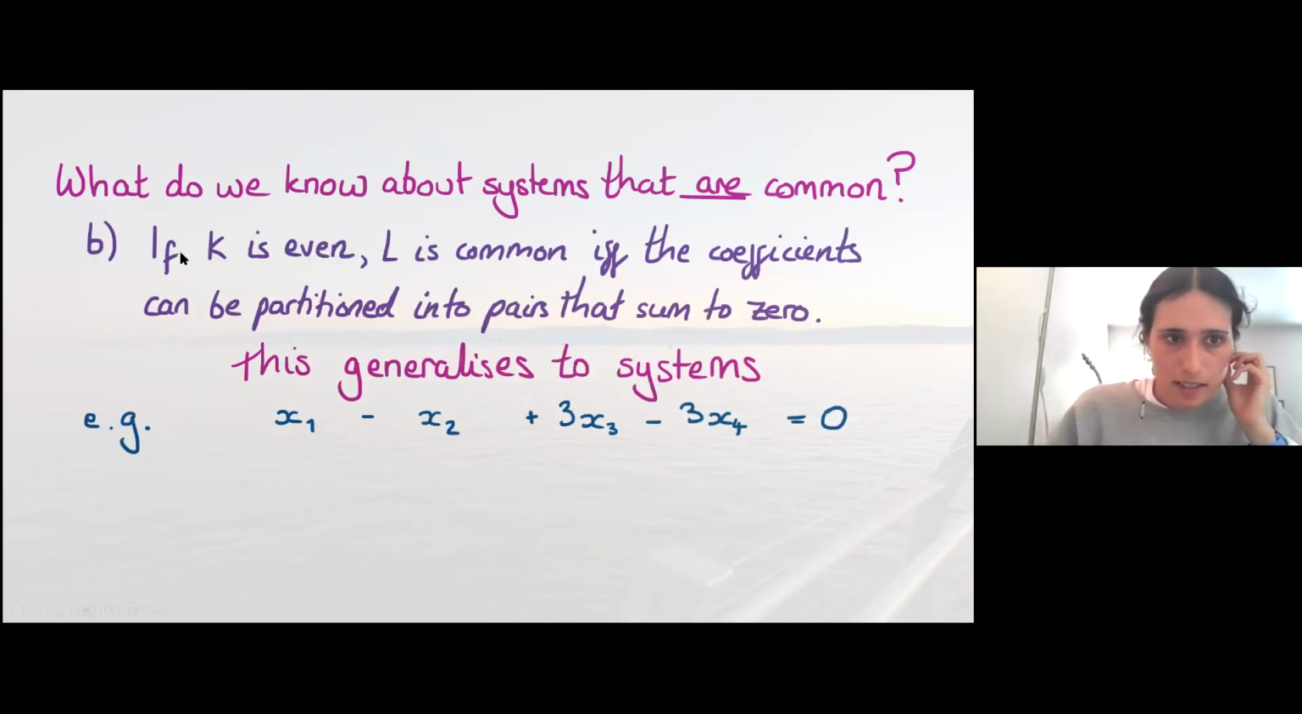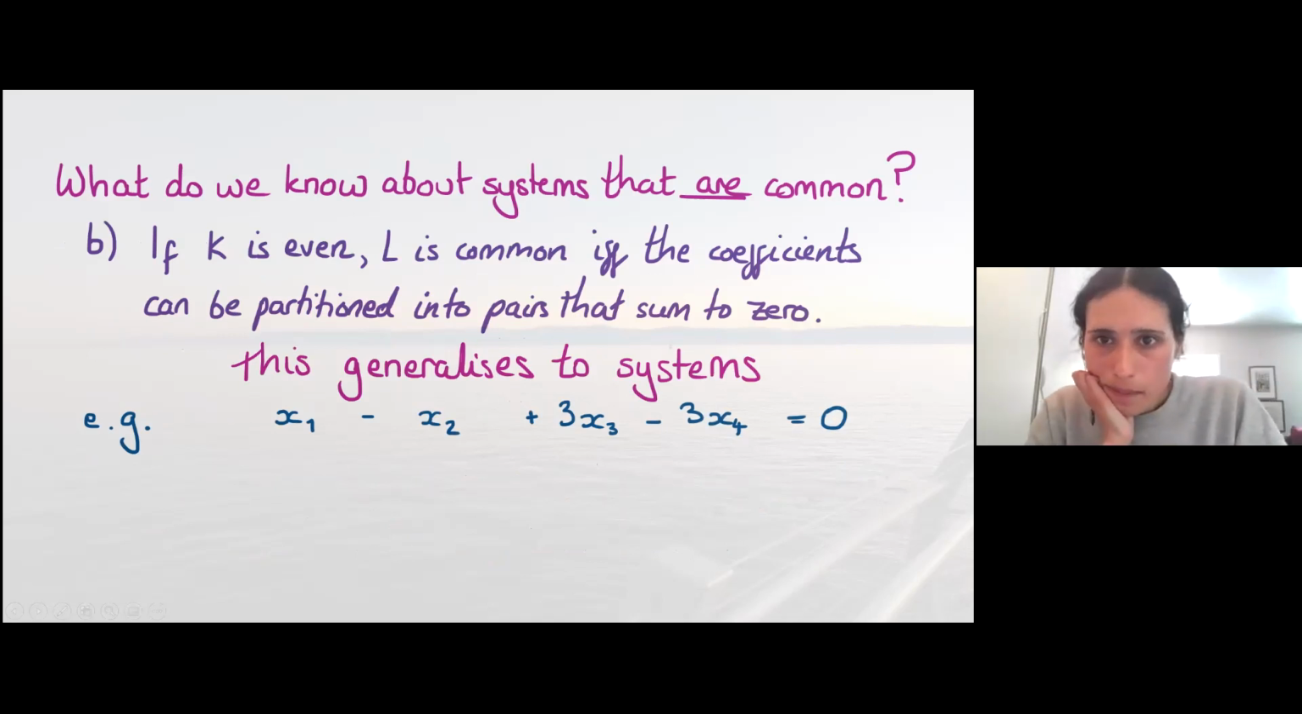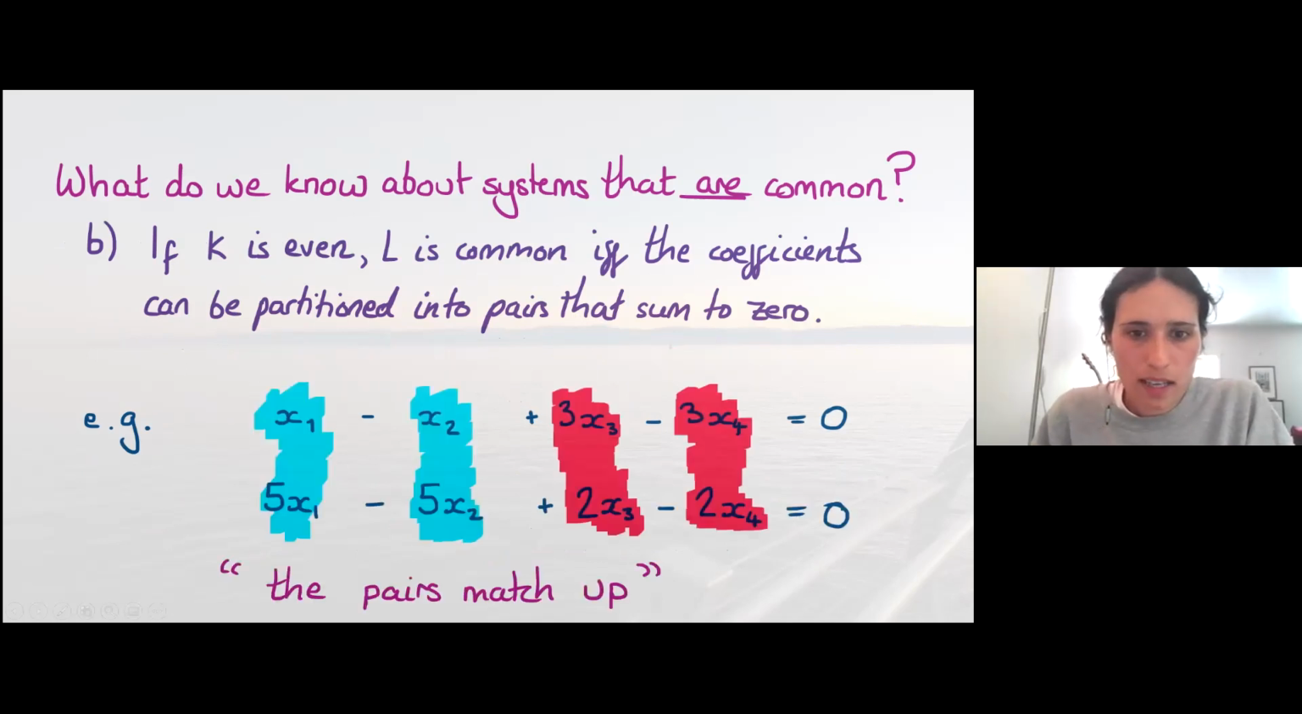So in particular, if k is even, it's common if and only if the coefficients can be partitioned into pairs that sum to 0. So this generalizes to systems of equations. If we take any system of equations where the pairs match up in a way that sums to 0, like this, for example, then this is a common system of equations. It's perhaps not so interesting.